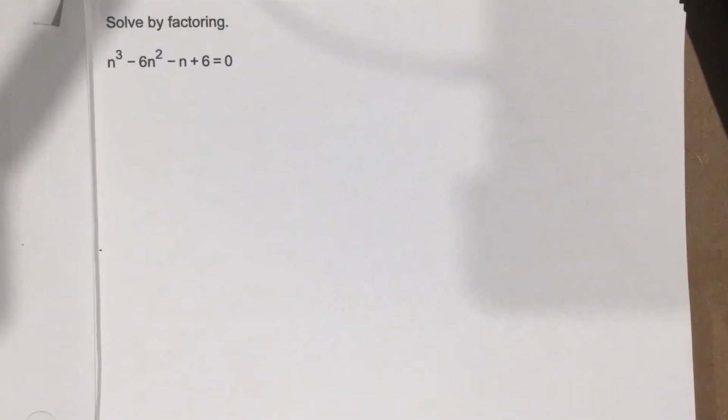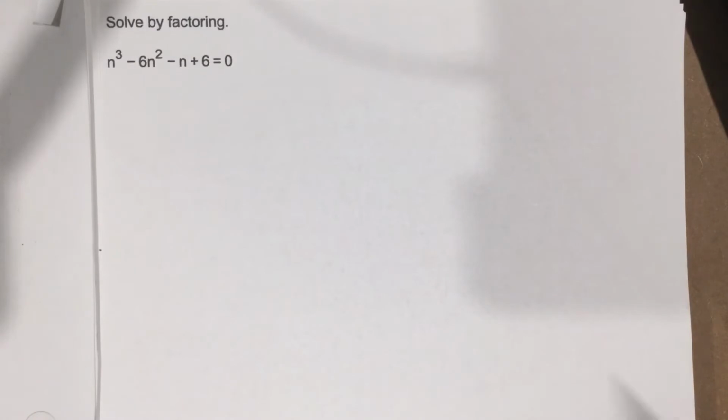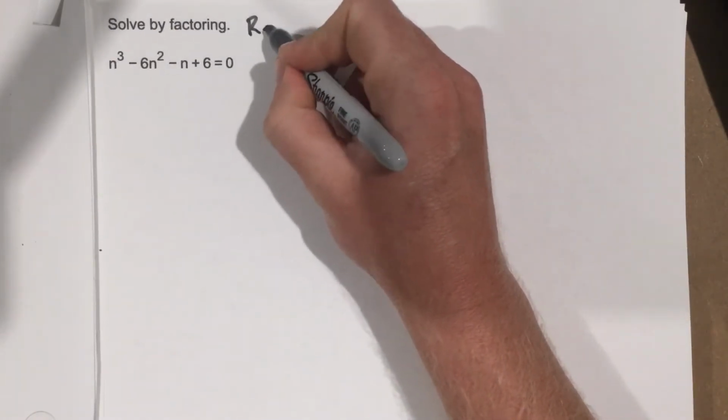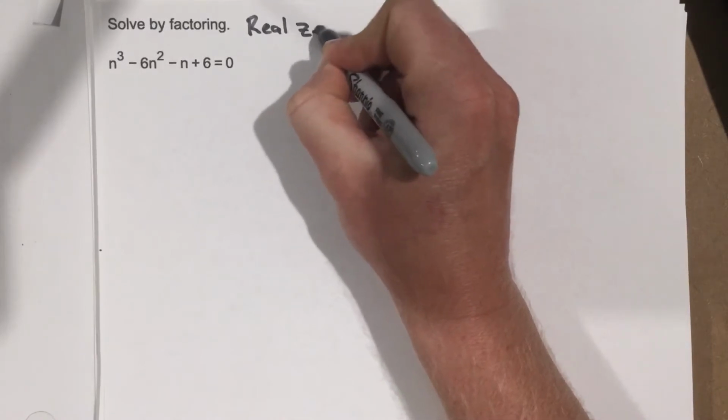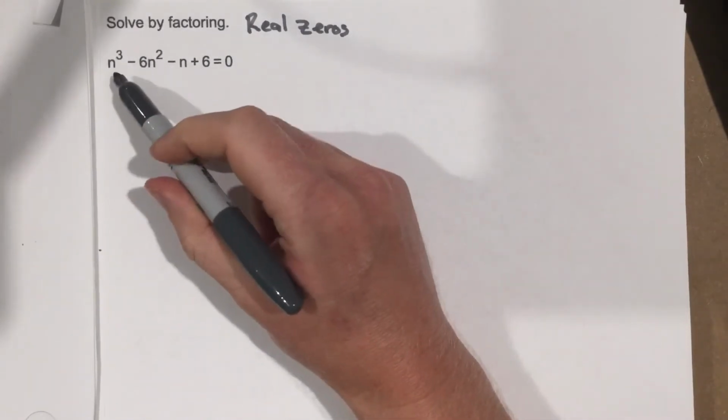This is problem number 8 from section 4.4. It says solve by factoring. And remember, in this section, we're only worried about the real zeros. So we're not going to actually worry about any of the complex right now. So if we run into a complex situation, we're just going to kind of ignore it.